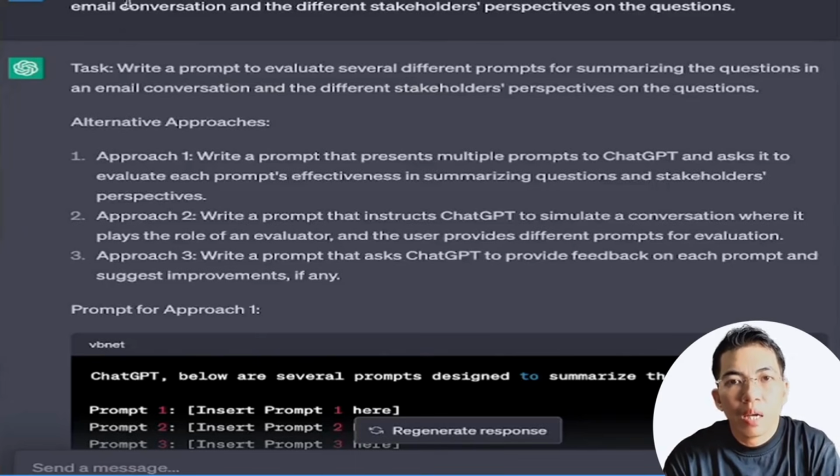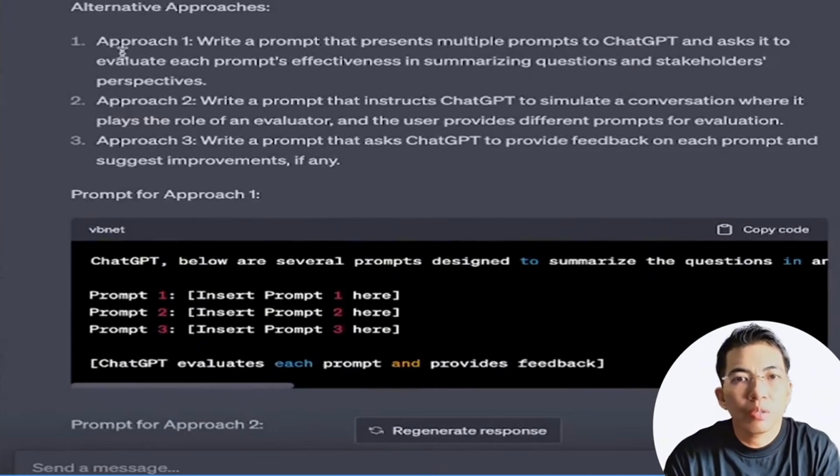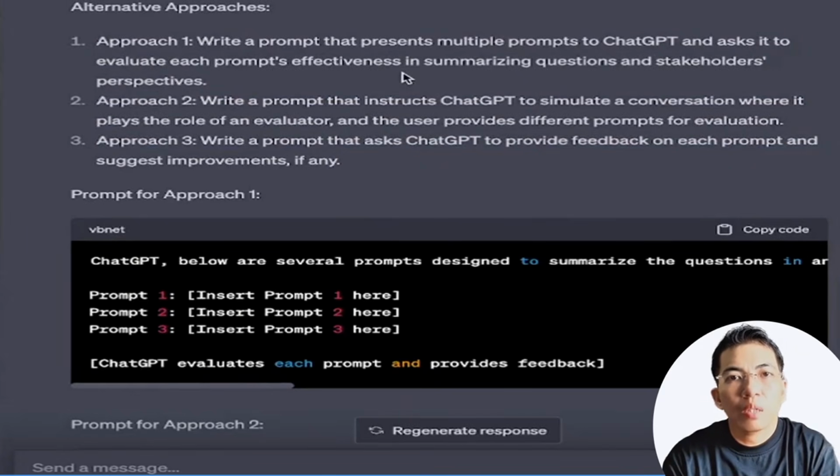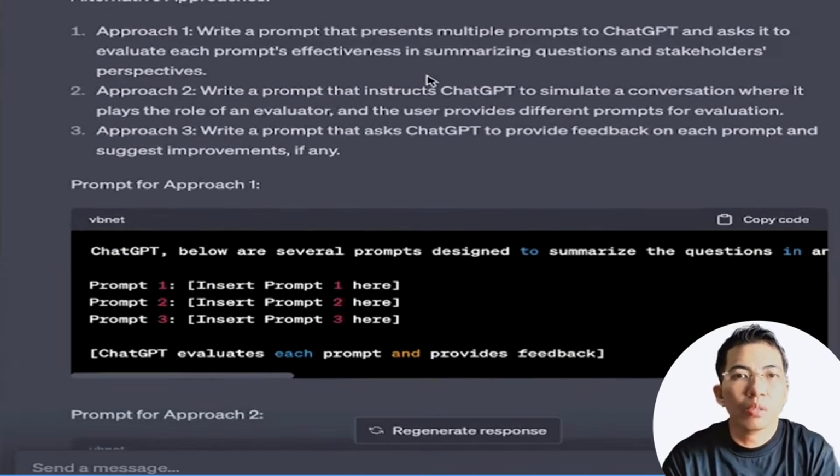And so I say write a prompt to evaluate several different prompts for summarizing the questions in an email conversation and the different stakeholders' perspectives on the questions. And so then it gives me 3 alternative approaches again. Approach 1, write a prompt that presents multiple prompts to ChatGPT and asks it to evaluate each prompt's effectiveness in summarizing questions and stakeholders' perspectives.